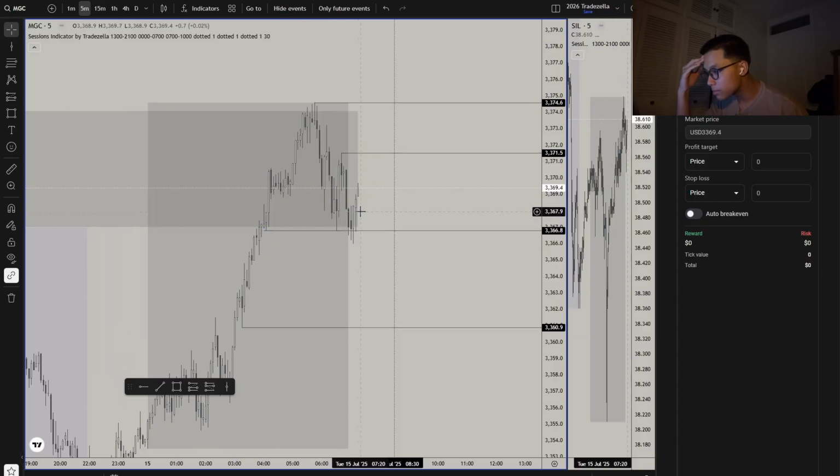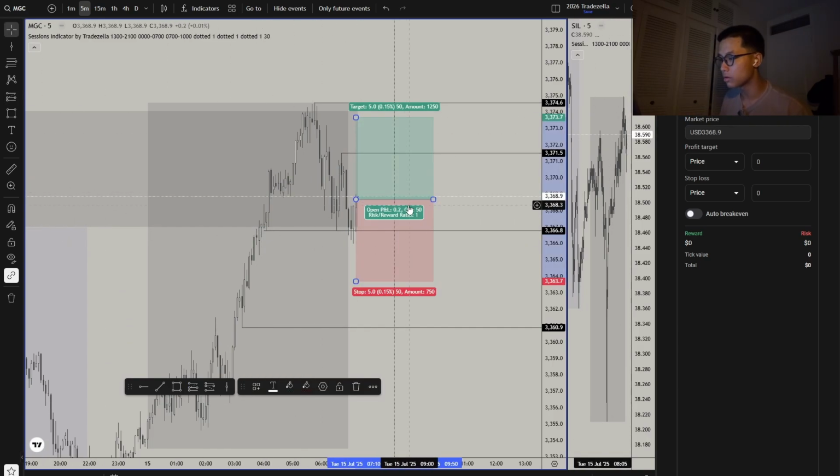Equal lows go swept. I missed that. So equal lows here go swept. Let's take a buy with a no close sweep as well.